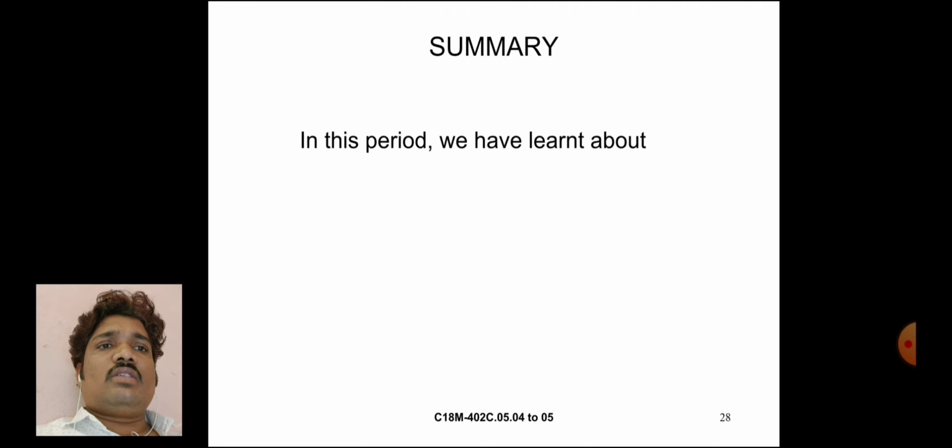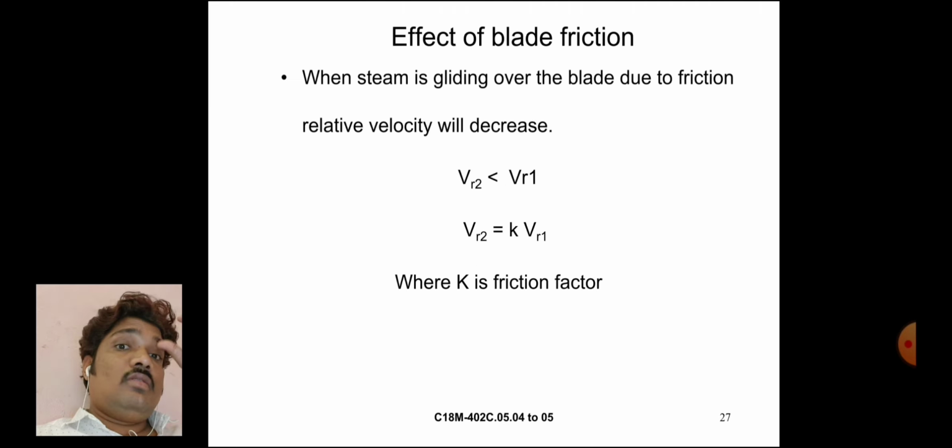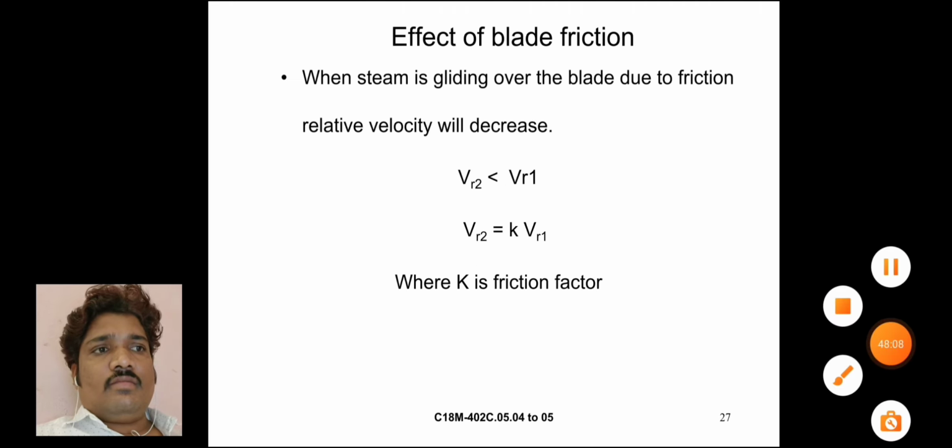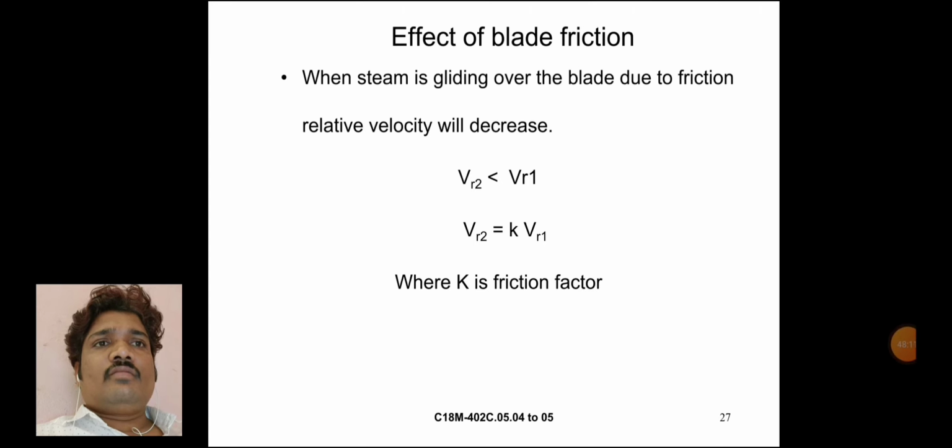Effect of blade friction. When steam is gliding over the blade, due to friction, the relative velocity will decrease. VR2 is less than VR1, VR2 is equal to K VR1, where K is the friction factor.